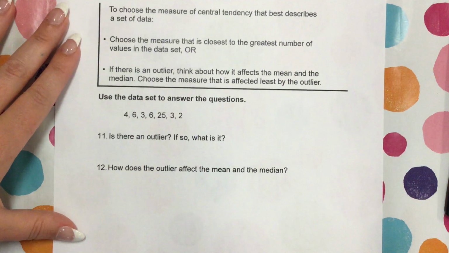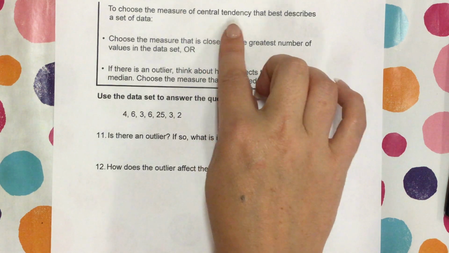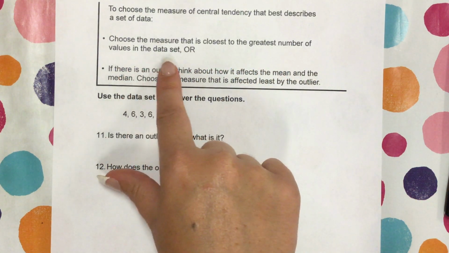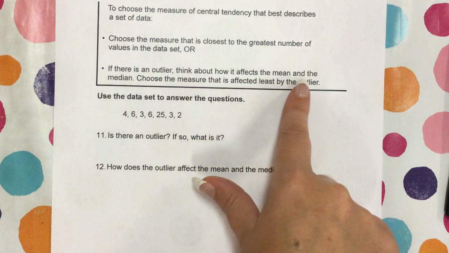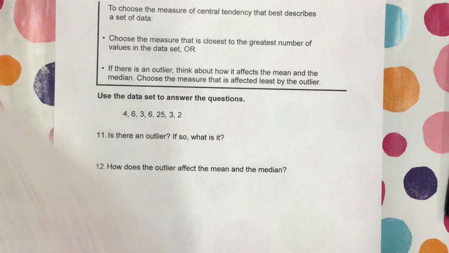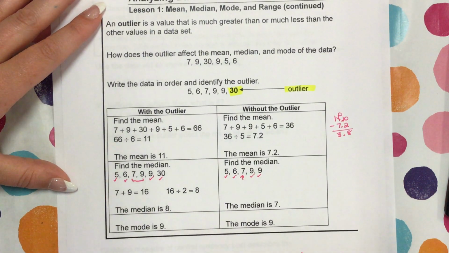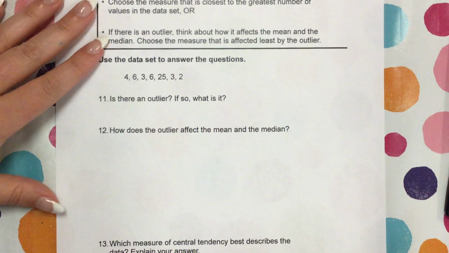So to choose the measure of central tendency, so remember this, whenever you see this word central tendency, that's talking about the mean, the range, the median, and the mode. So to choose the measure of central tendency that best describes a set of data, choose the measure that is closest to the greatest number of values in the data set, or if there is an outlier, think about how it affects the mean and the median, and then choose the measure that is affected the least by the outlier. So I think if we were comparing the mean and the median in this last problem, I would say that the median is affected the least, so we would have chosen that one to use for the central tendency.